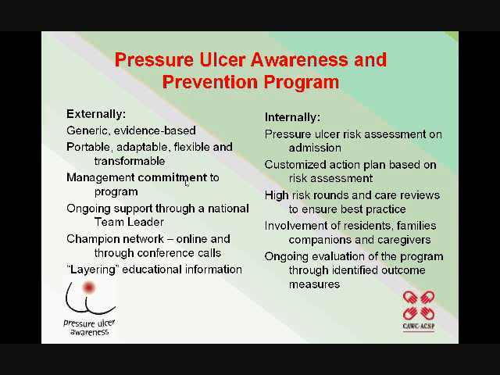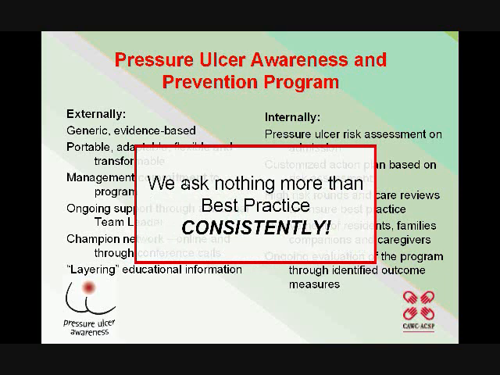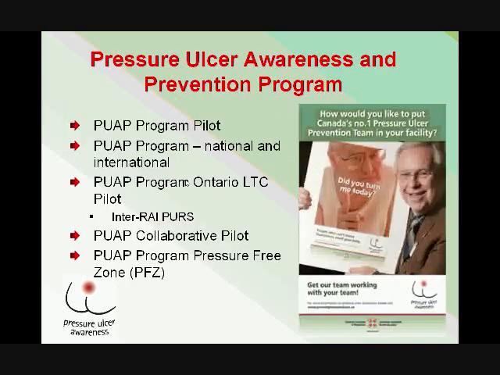Internally, pressure ulcer risk assessment needs to be on admission. That will be a practice change. On admission, patients will be assessed. Then a customized action plan will be created based on that risk. High-risk rounds and care reviews will ensure that best practices are implemented. We encourage involvement of everyone in your facility: residents, families, companions, and all caregivers. And of course, ongoing evaluation of the program through identified outcome measures. We ask nothing more than best practice delivered consistently.